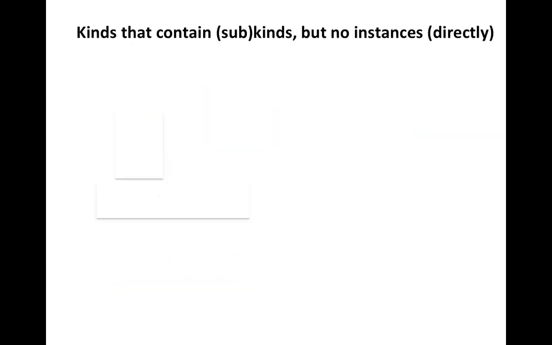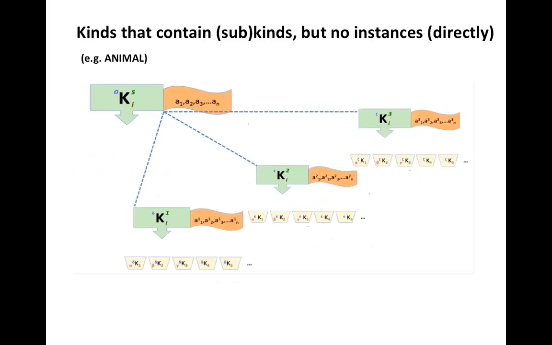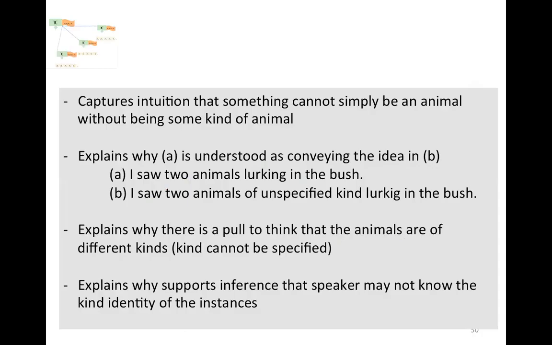So we can ask, are there kinds that contain subkinds, but no instances directly? So recall, the prototypical concept, such as dog, contains both instances and subkinds directly. And I'm going to suggest that, in fact, there are superordinate concepts such as animal, where they directly contain subkinds, but they don't directly contain any instances. And so they have a formal structure of this sort. And what this helps explain is a very important characteristic of how we think about things when we use the concept animal. And in particular, it captures the intuition that something cannot simply be an animal without being some kind of animal.